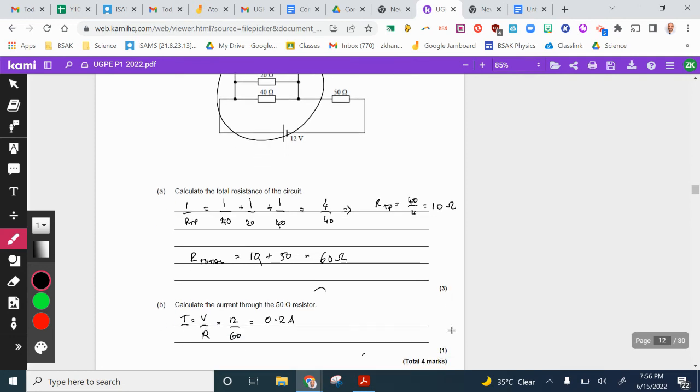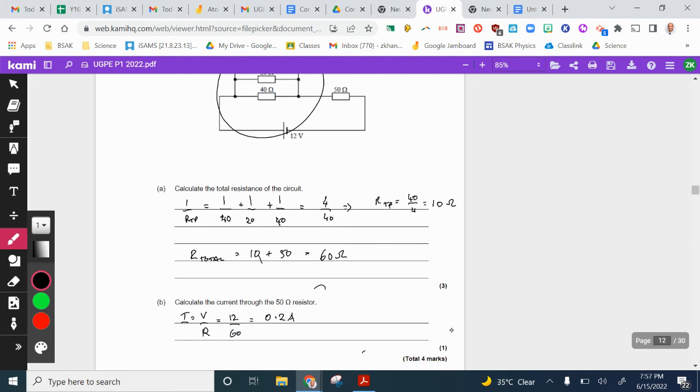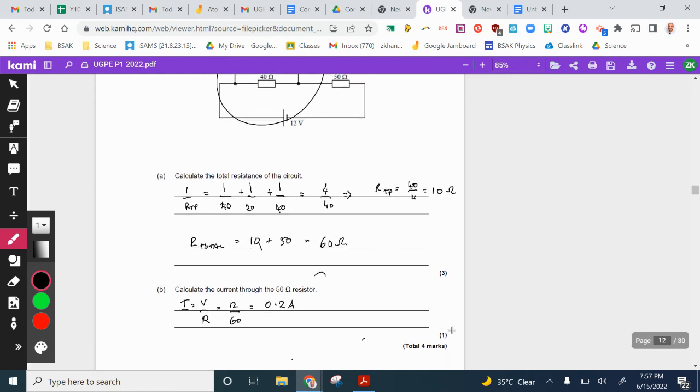But that is what the question asks. 50 ohm resistor, what is the current? So if you put 50 here, the voltage that should be here is 10 volts because you could do a potential divider and the ratio of the resistances. So 10 volts goes there, 2 volts goes there, and if you did it that way, it would have worked as well. However, it's 12 volts total voltage in the circuit divided by the total resistance is the current.